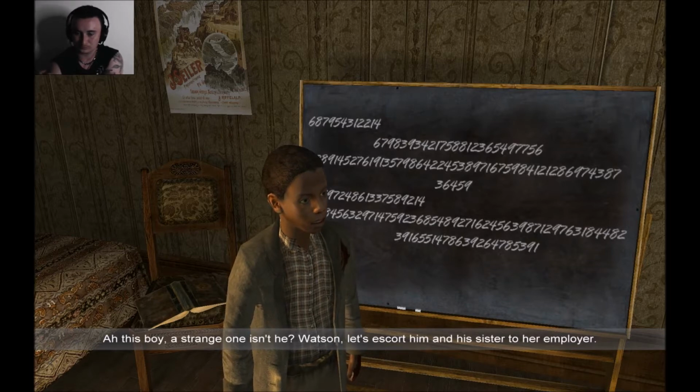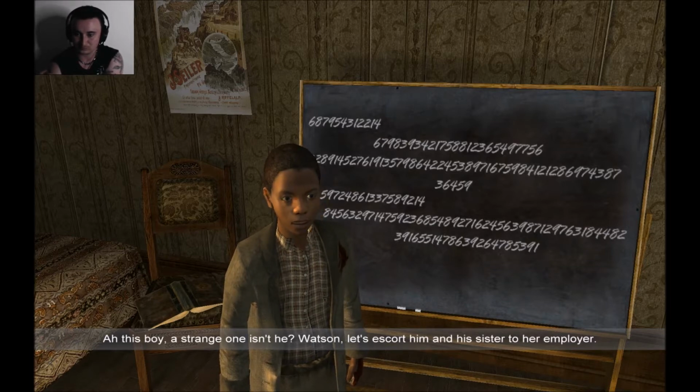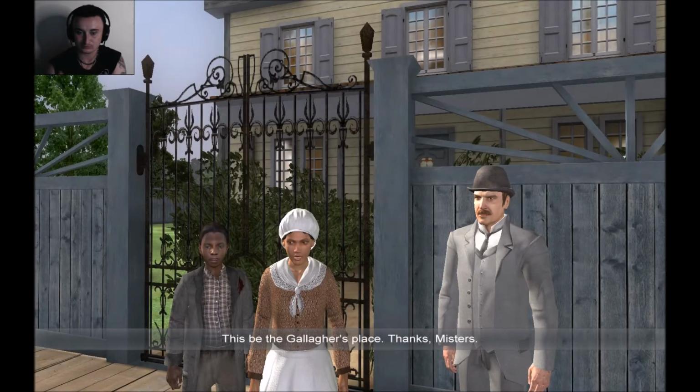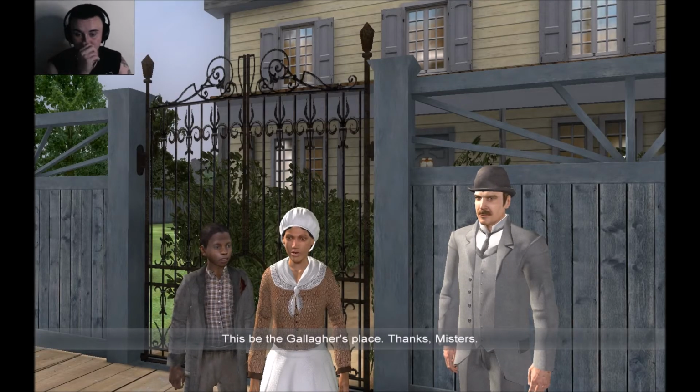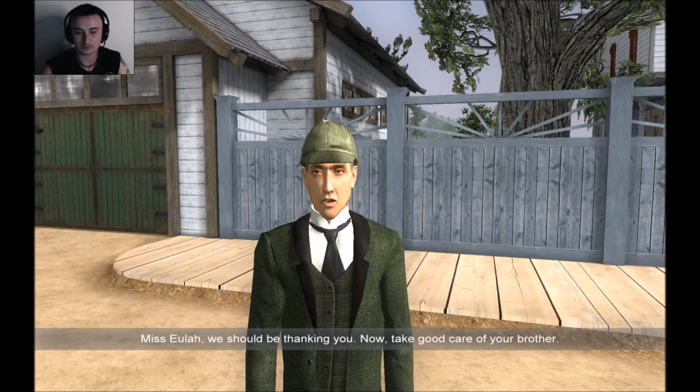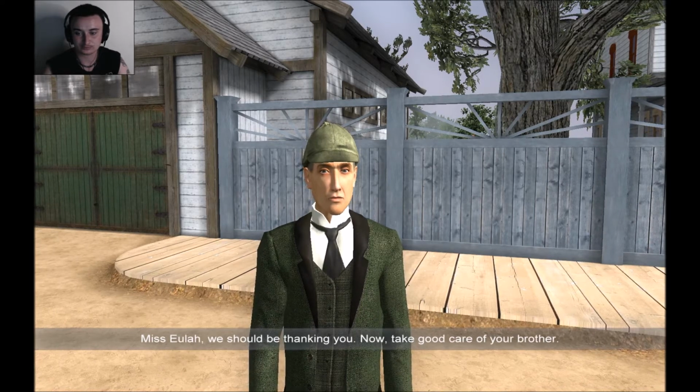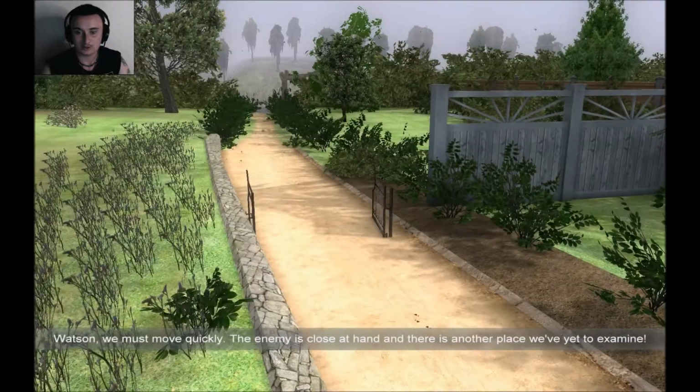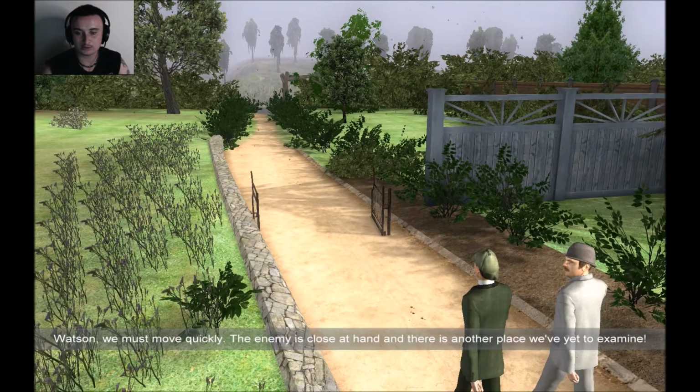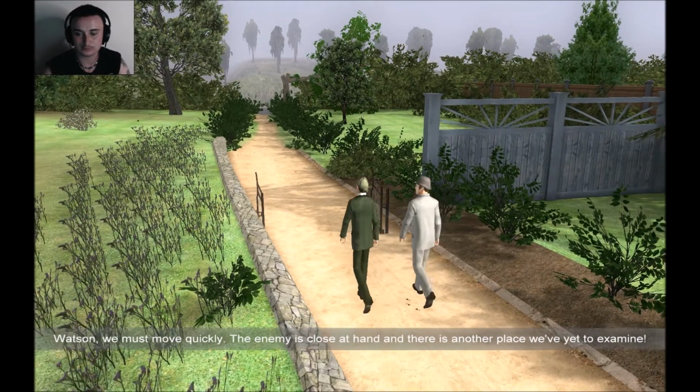Watson, let's escort him and his sister to her employer. This be the Gallagher's place. Thanks, misters. Miss Eula, we should be thanking you. Now, take good care of your brother. Watson, we must move quickly. The enemy is close at hand, and there's another place we've yet to examine.